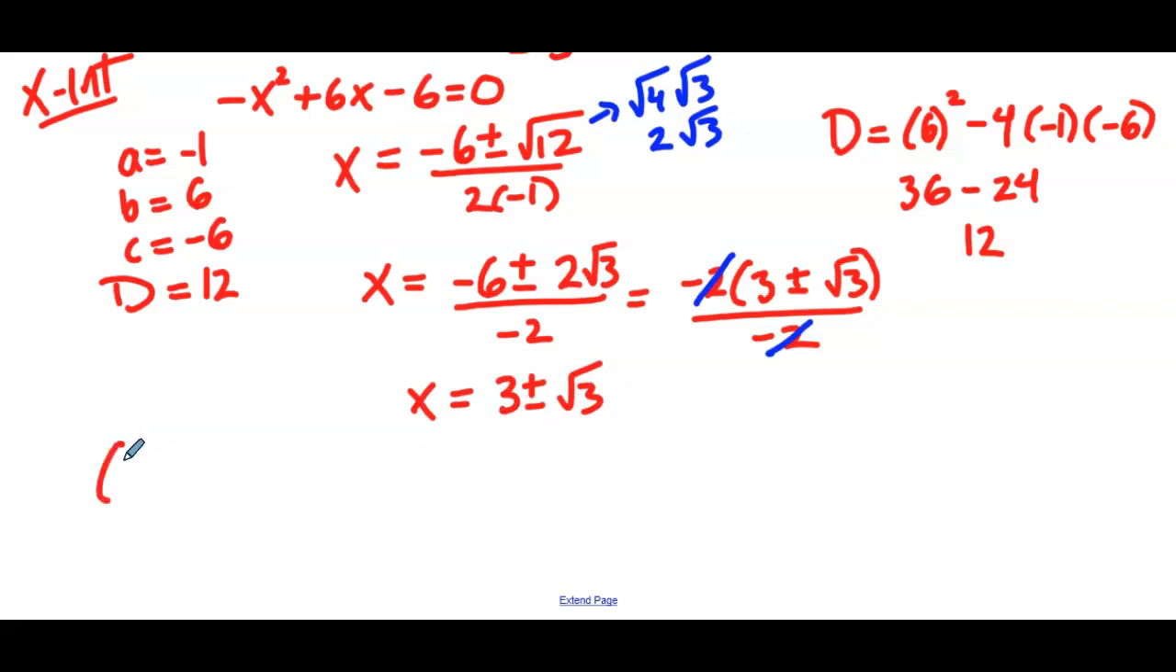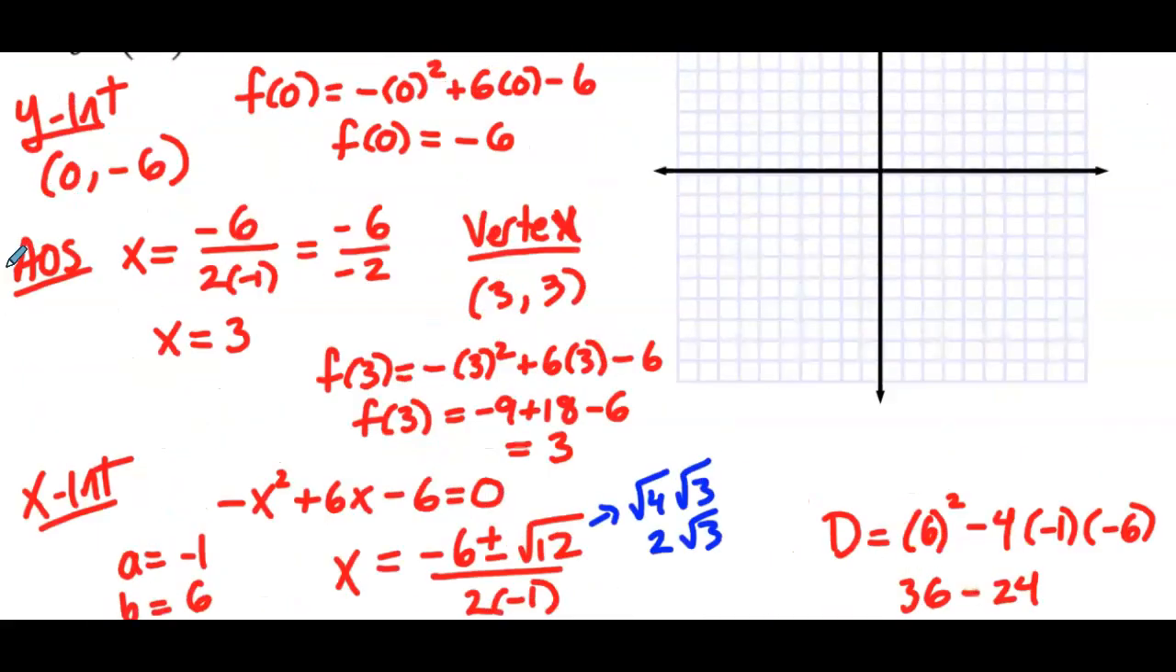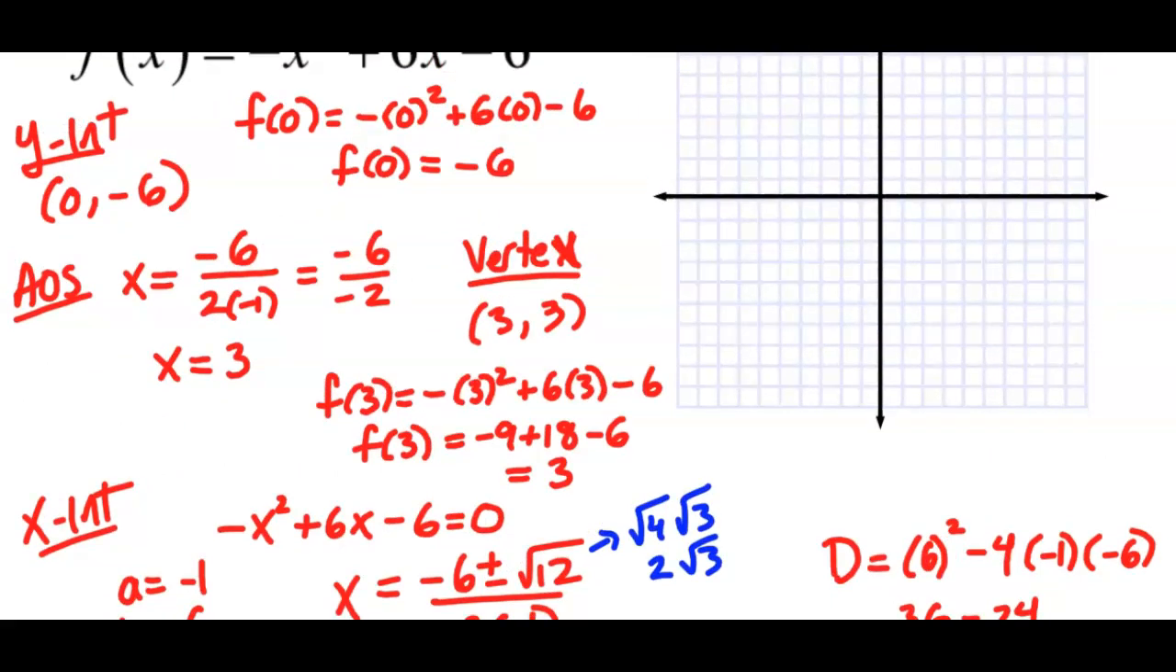So our x-intercepts are 3 plus the square root of 3 comma 0, and 3 minus the square root of 3 comma 0. Now we have all of our points, and we have to plot them. So we'll start with the y-intercept. So (0, -6), 1, 2, 3, 4, 5, 6. The vertex is at (3, 3).